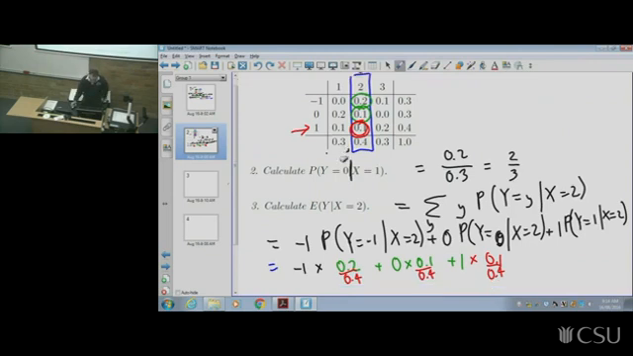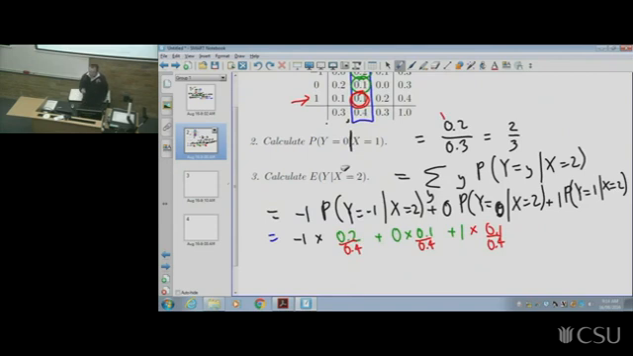So given the calculations, what's that going to be all equal to? So you've got -1 times 0.2 over 0.4, that's going to be -1/2, plus 0, plus 1 times 0.1 over 0.4, so plus 1/4. So the whole thing gives you -1/4. So if x equals 2, the value we expect, the average value we would get for y would be -0.25.